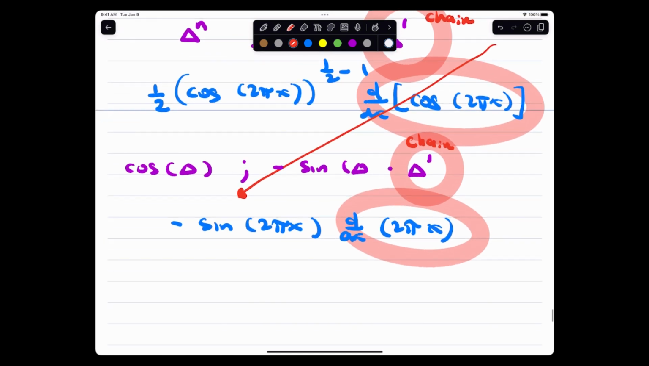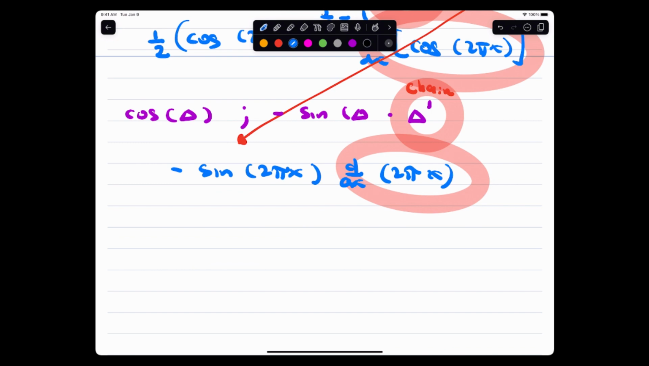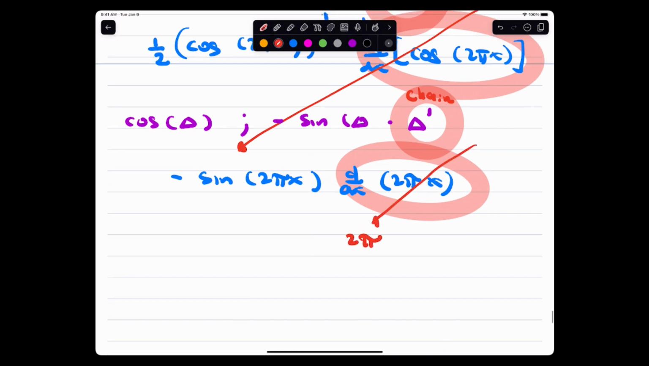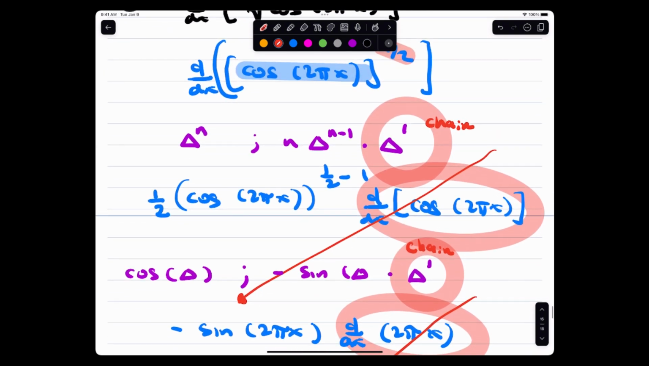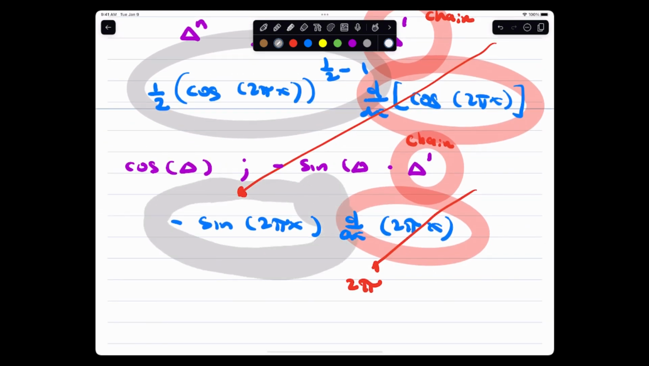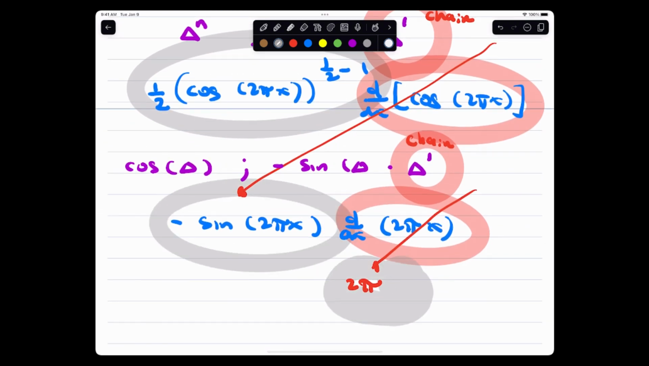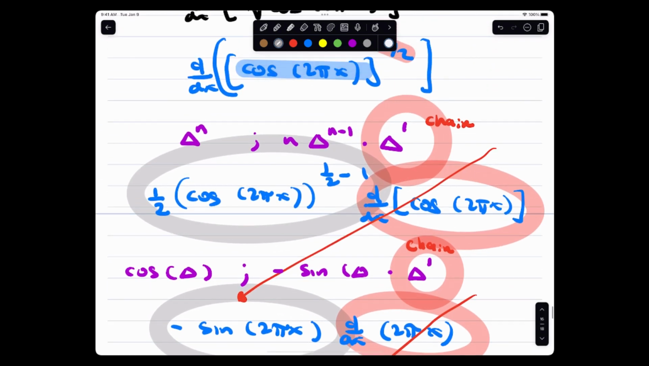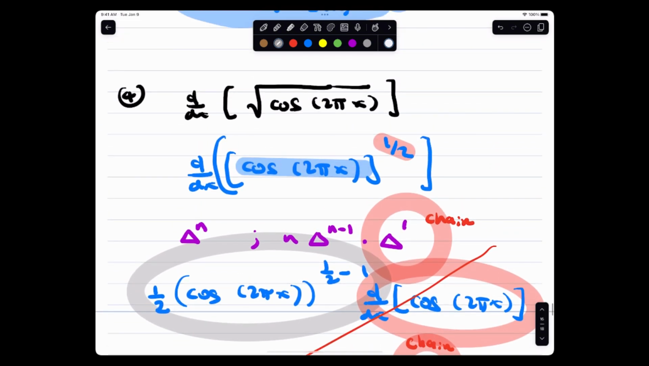Okay, you guys with me on that one? You're differentiating cosine 2 pi x. So now, what's the derivative of this 2 pi x? You guys know that's going to be 2 pi. But don't forget everything that you have here. Don't forget we have this portion here. I'm going to go back to highlighters. I have this component, not to forget, and then I have this component. So double check, take a look.